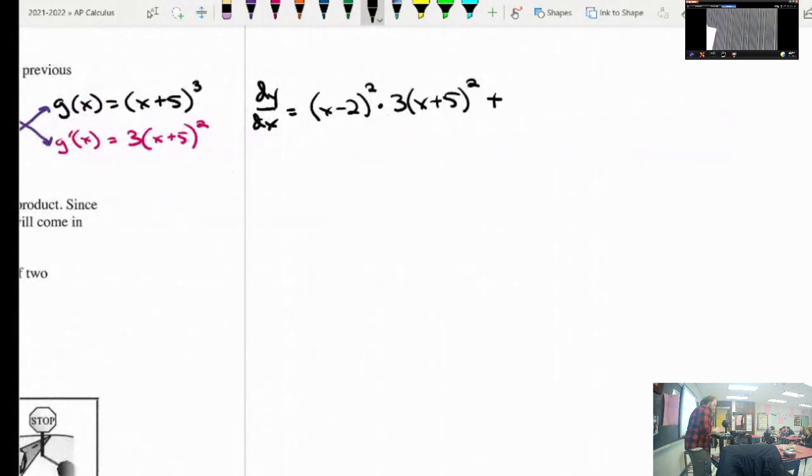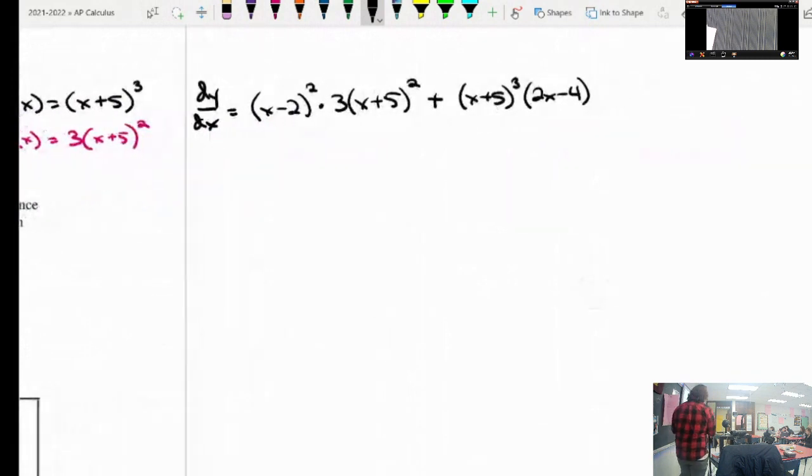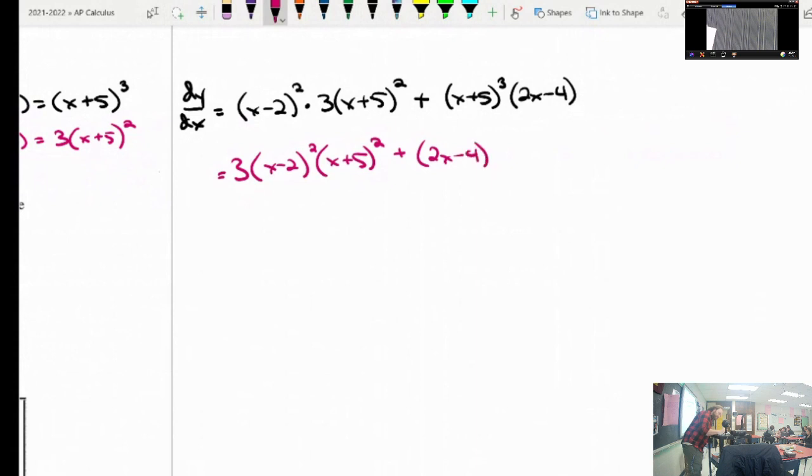Plus, let's do (x plus 5) to the 3rd power. That's our original g of x, times, maybe in parentheses, 2x minus 4. Something like that. And again, walk away. Don't do anything else. Okay, I'm going to move that 3 in front. It's going to bother me if I don't. 3 times (x minus 5). I know, I have to. It's worth it. And I'll put 2x minus 4 in front also because it goes in order.